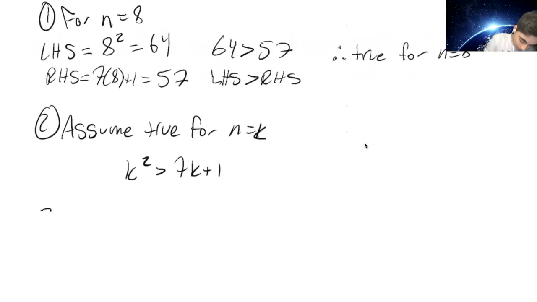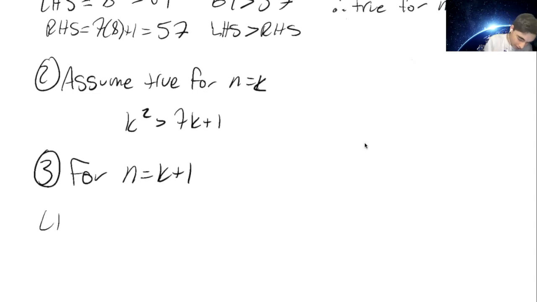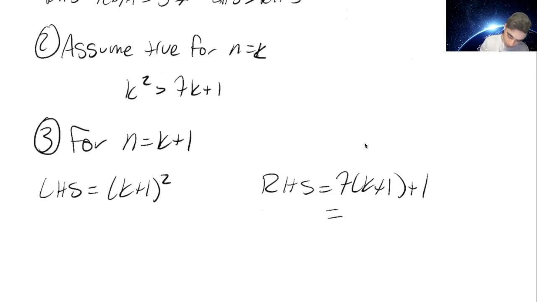when we move on to step 3, which is for n equals k plus 1. Now we're plugging in n equals k plus 1. So we're taking the same thing. Let's split it up into left-hand side just to make it easier, and right-hand side. Left-hand side is k plus 1 squared, right? And right-hand side equals 7k plus 1 plus 1, which equals 7k plus 8. And the left-hand side equals k squared plus 2k plus 1.